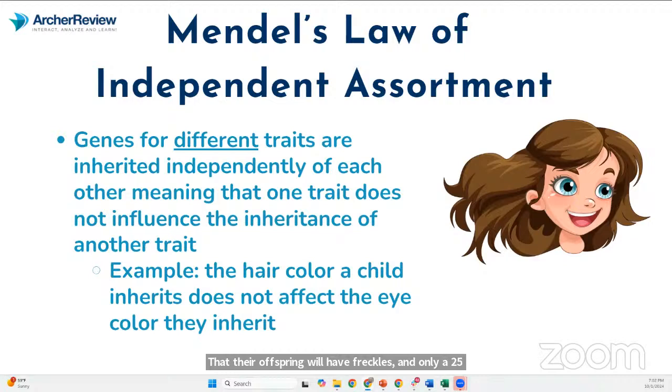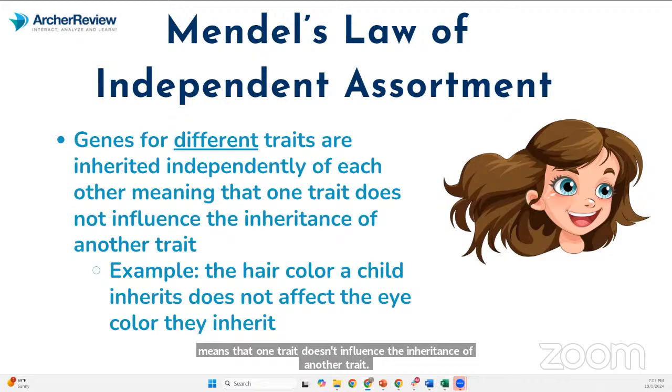All right, we are moving on to Mendel's third law. This is the law of independent assortment. This says that genes for different traits are inherited independently of each other. This means that one trait doesn't influence the inheritance of another trait. So for example, hair color is not going to influence eye color.